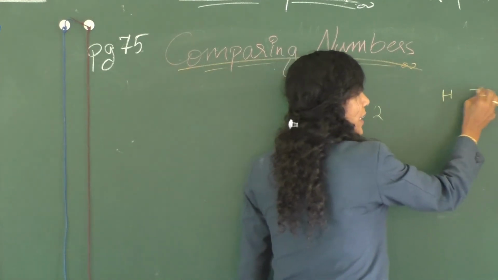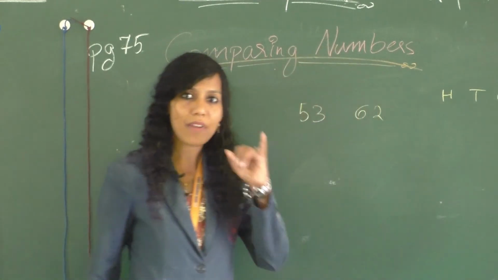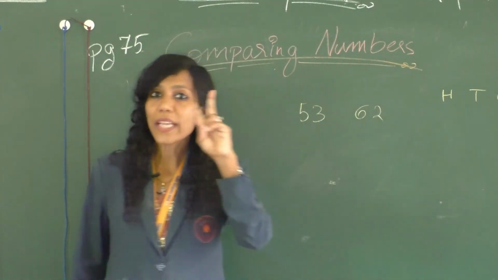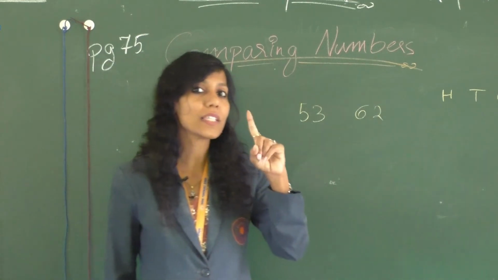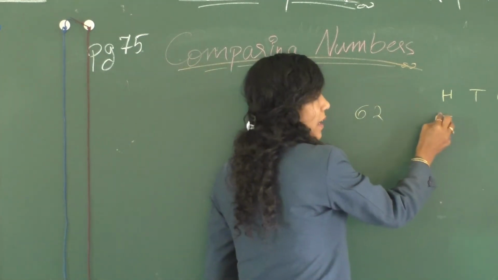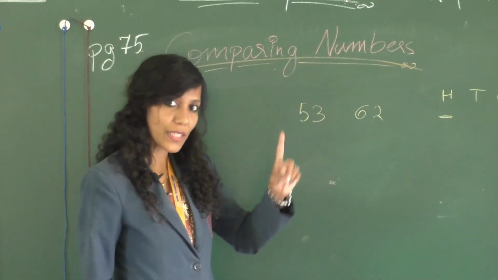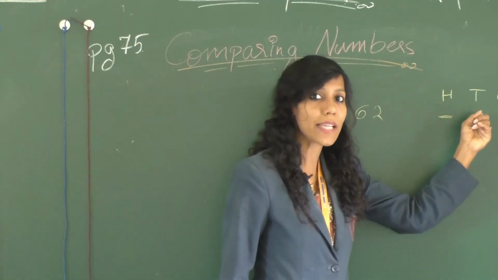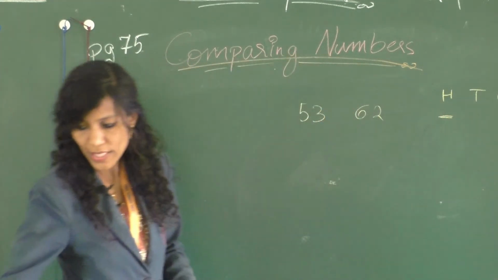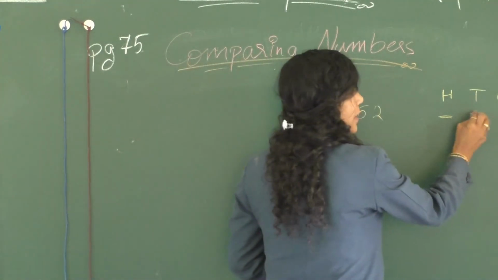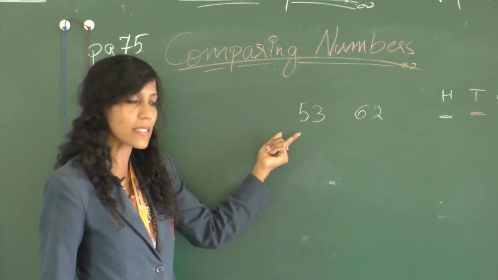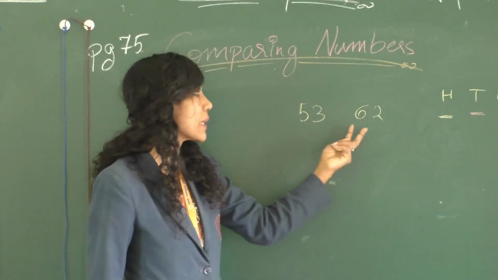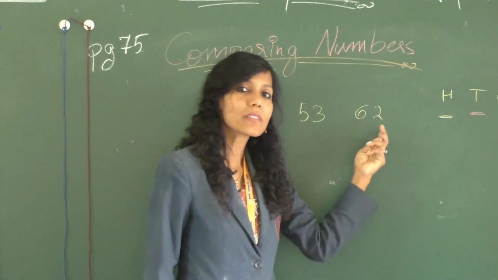we are now in 3-digit numbers where we have hundreds position, tens position and ones position. When we get two numbers for comparing, first we see the hundreds number, if it is there. If the hundreds number is not there, we go to the tens number. Now hundreds position, nothing is there. We have only two-digit numbers, that is 53 and 62.